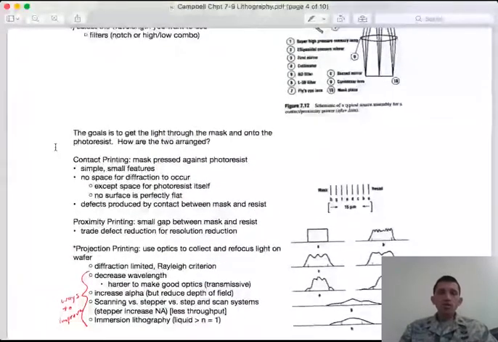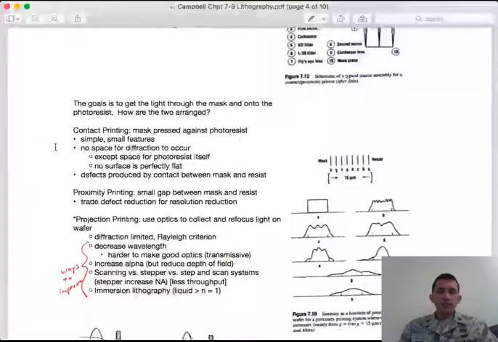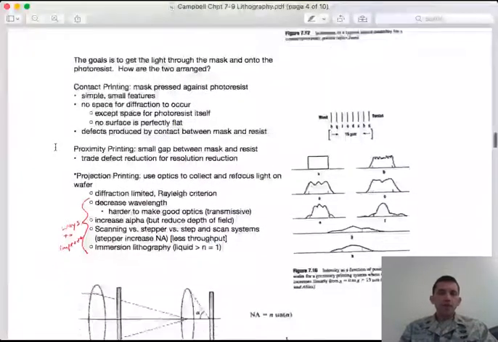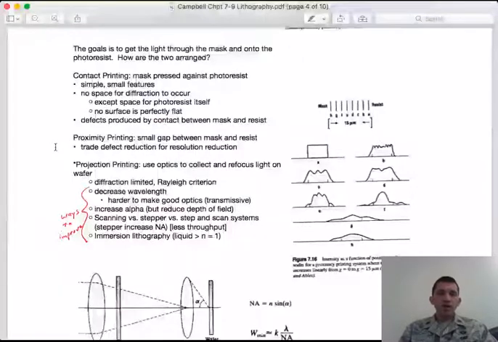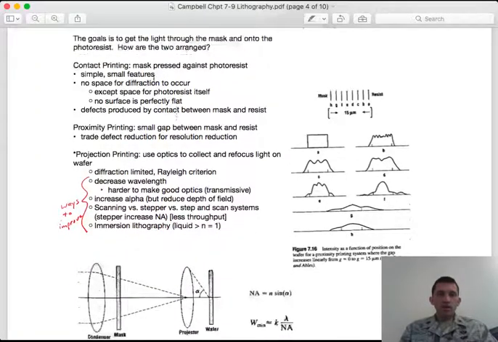So once the light gets to the mask, where does it go from there, right? And how is the mask positioned in regards to the wafer? Well, there's a couple of options, right? One is you could take the mask and the wafer and put them right next to each other, make them touching, right? This is what we do in contact printing.